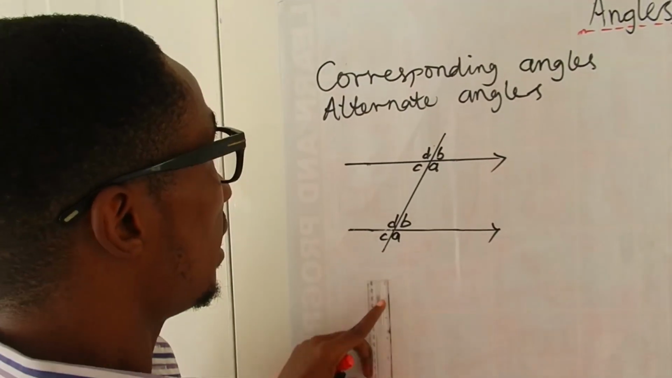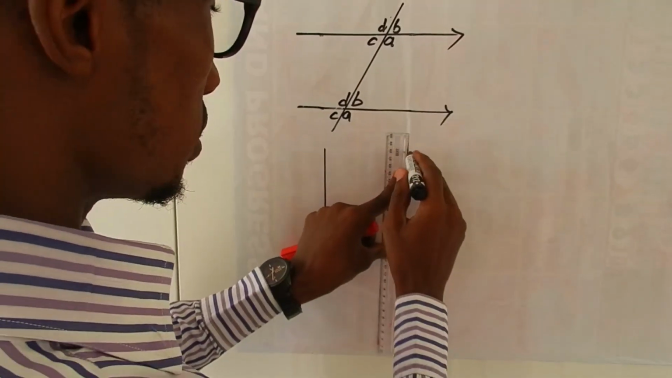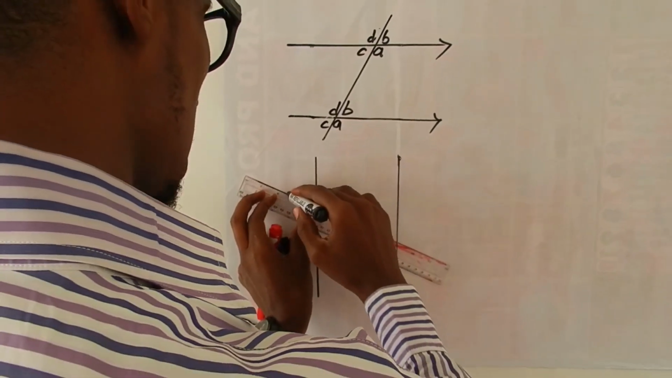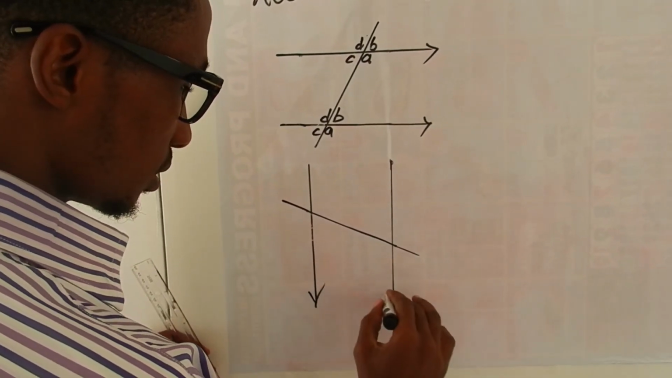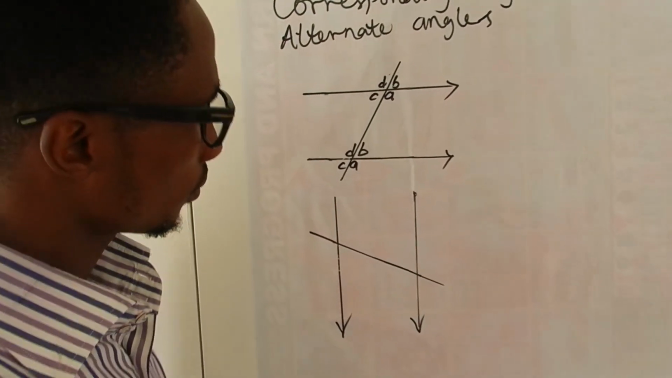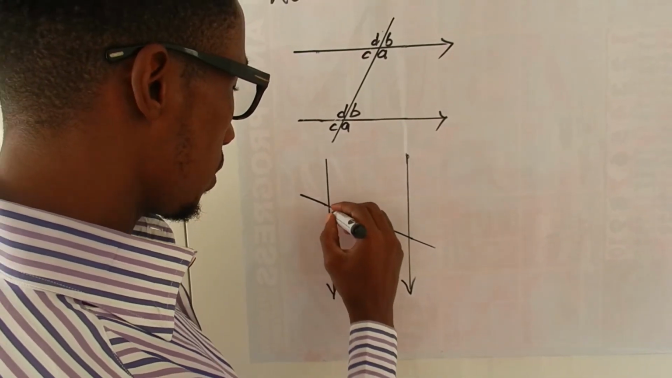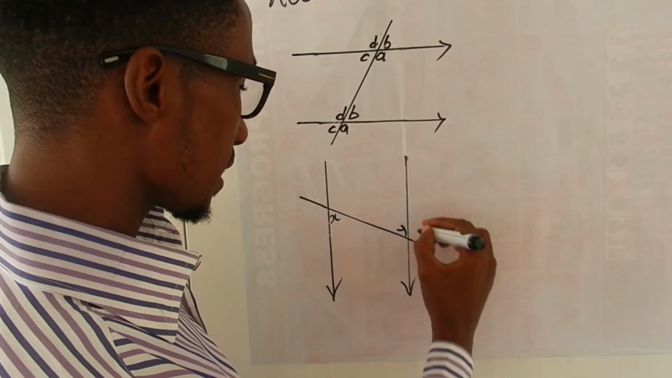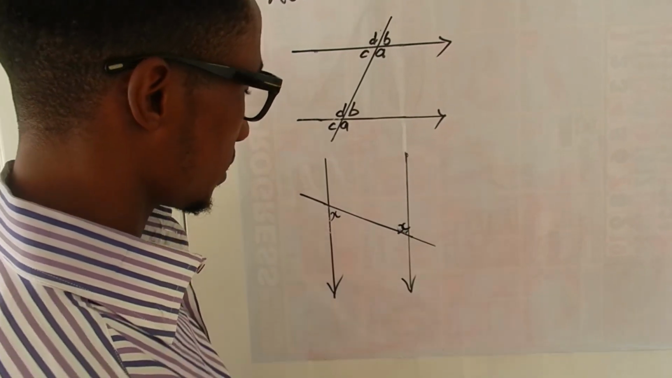Now let's look at alternate angles. When we say the angles are alternating, what do we mean? You have something like this. When the transversal crosses two parallel lines, these two lines, they are parallel. Okay, this is a transversal. Now, alternate angle states that this angle X is equal to this angle X.